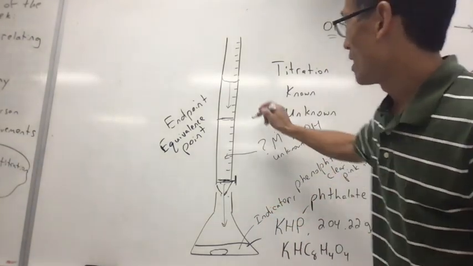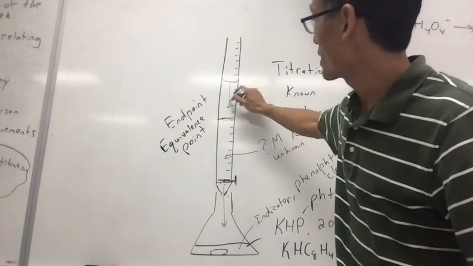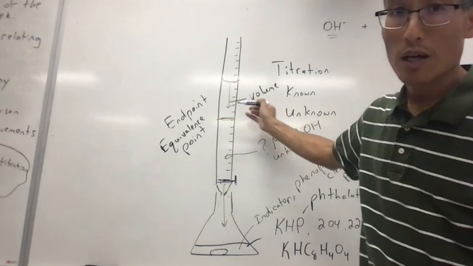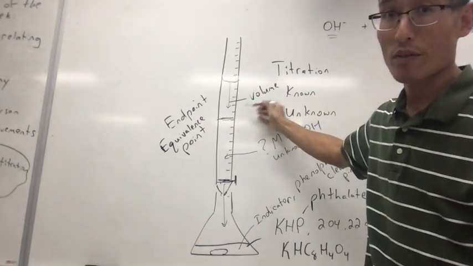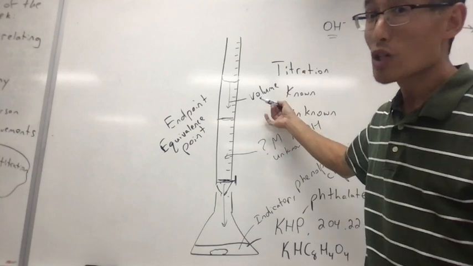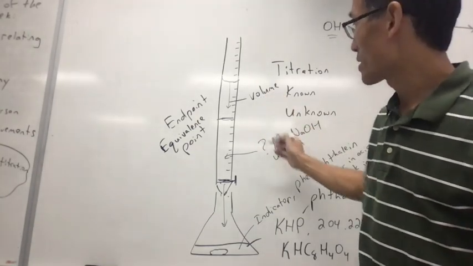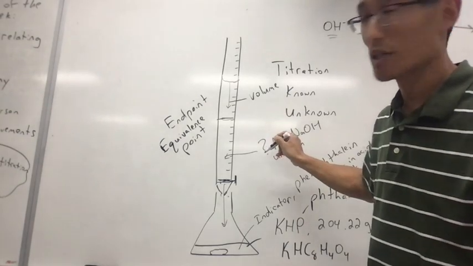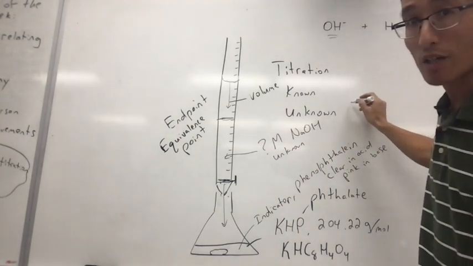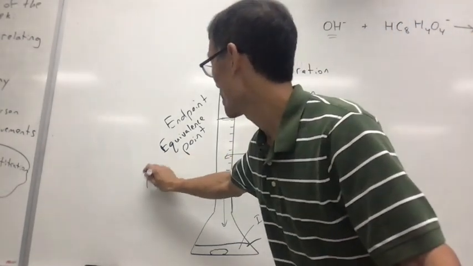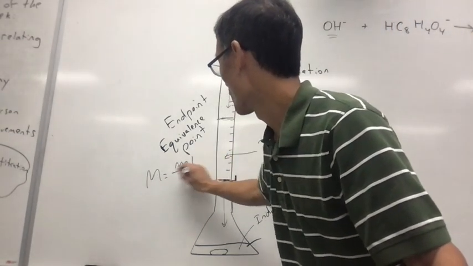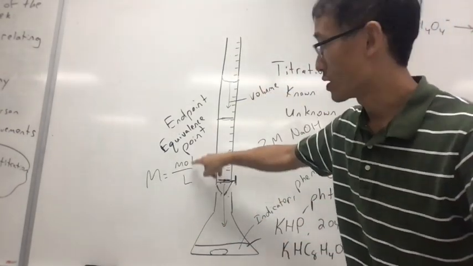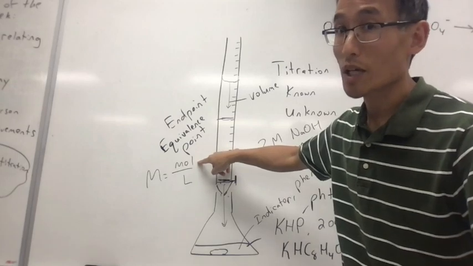And then, what do we know about this? Well, we know that this is the volume of NaOH we've used, so we have the volume. We don't know the moles or the molarity. But what do you need to know the molarity? Well, remember, I know this is kind of messy now, but molarity is moles over liters. And we have the liters. We don't have the moles. But how are the moles related?